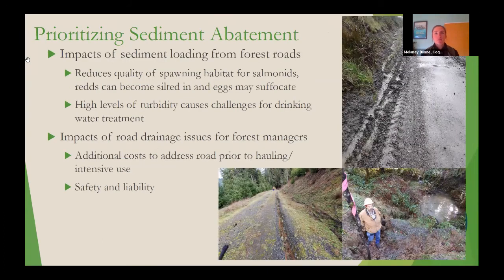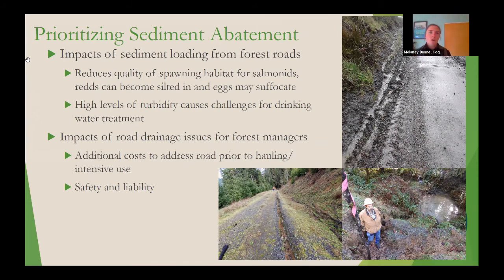So why is sediment abatement an important priority for restoration work in the Coquille Basin? I wanted to start with the impacts of sediment loading from forest roads. That was touched on by both previous presenters, but from a fish perspective, if a road doesn't have adequate drainage features on it, sediment can go directly into the stream network, silting in redds and suffocating eggs of salmonids. Additionally, as it was mentioned, high turbidity levels can cause challenges for drinking water treatment as well.